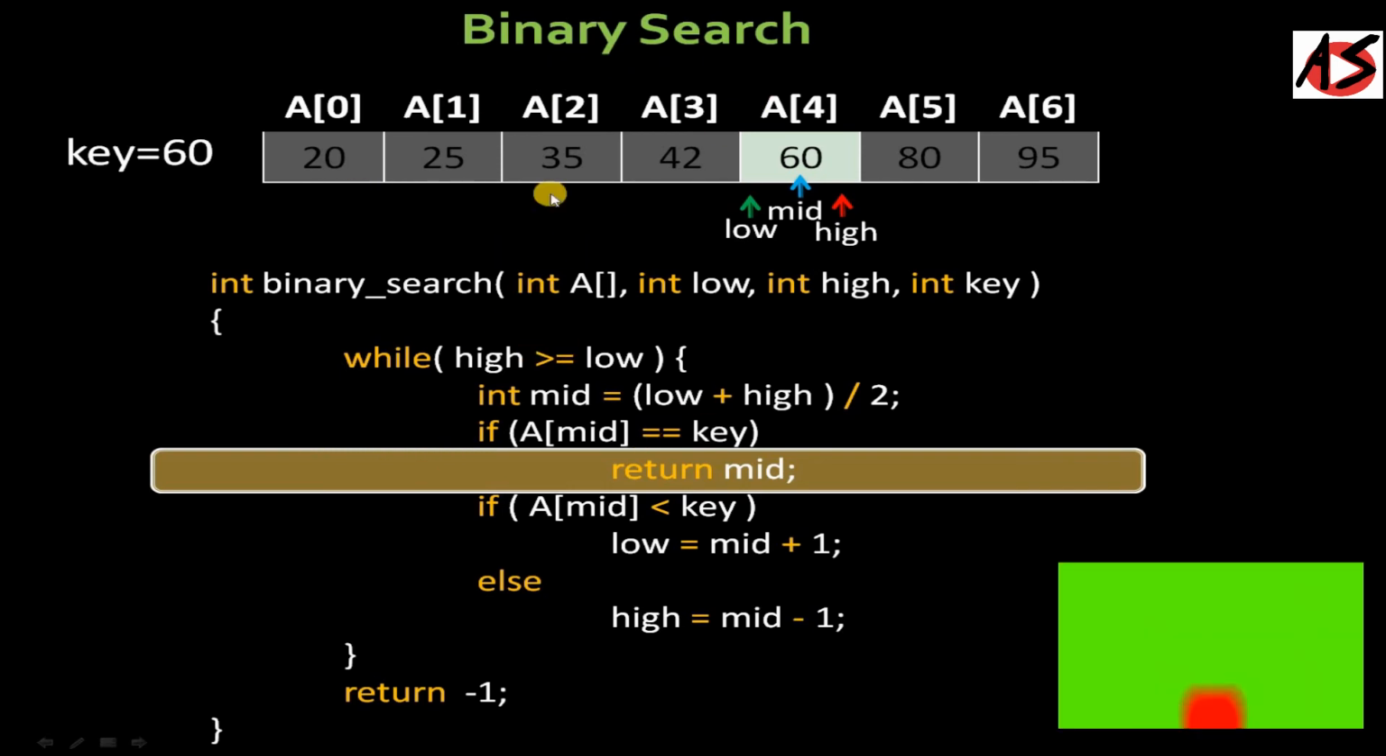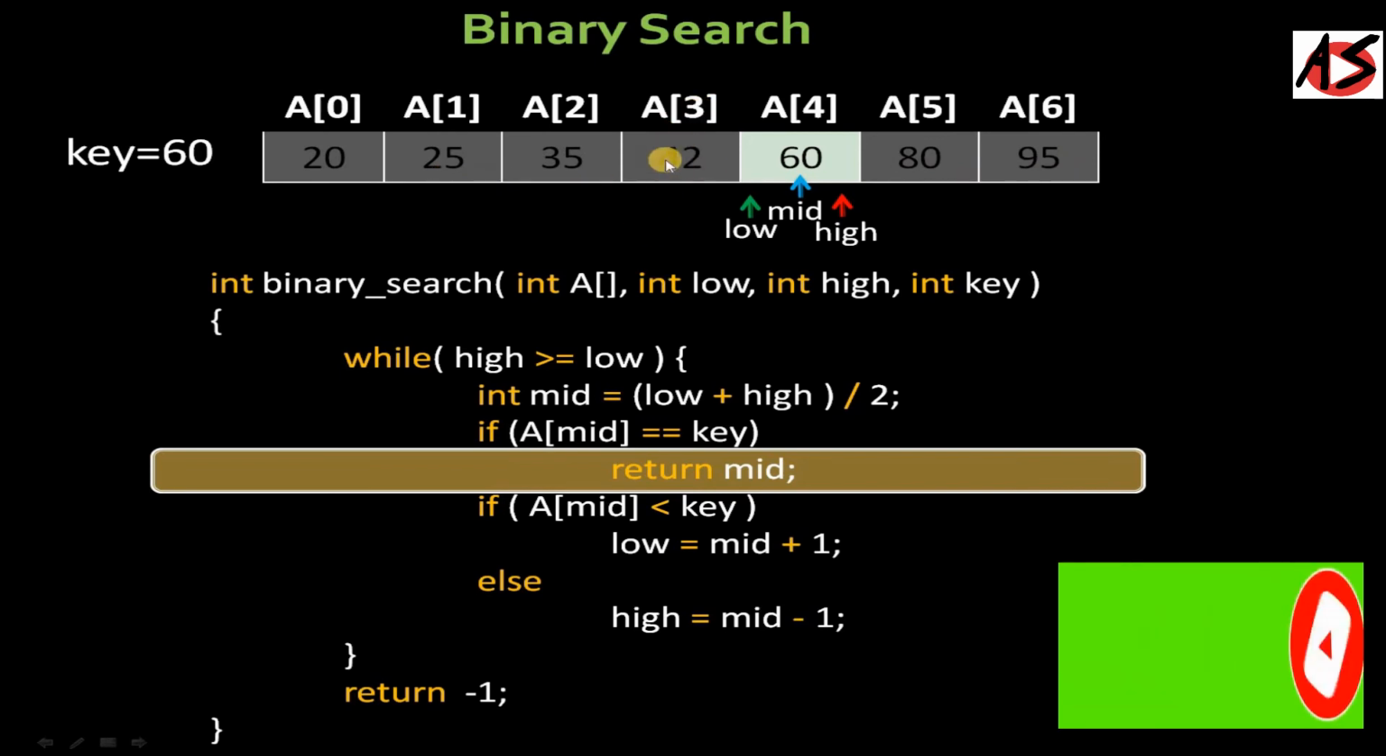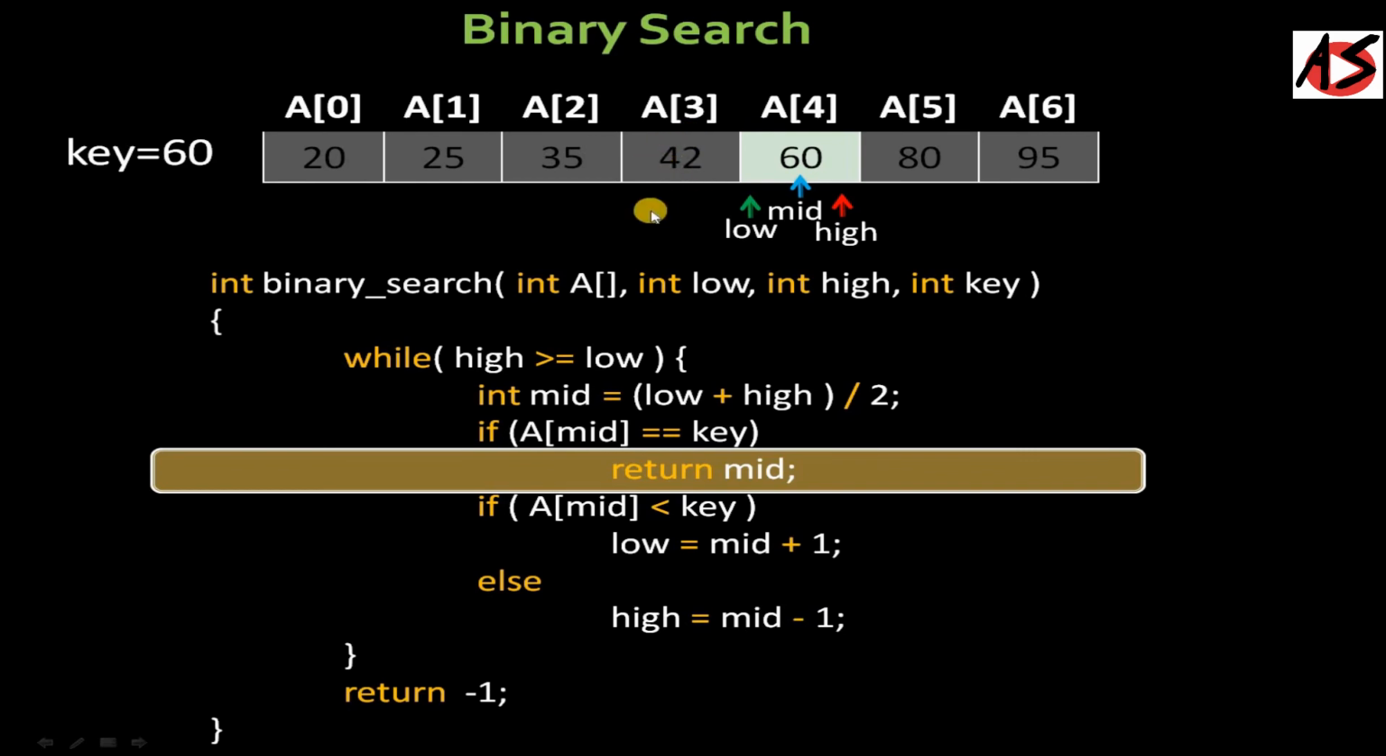If you are talking about the best case, it means you are searching for an element that is available in the middle of the list. So at the first comparison, you will get the answer. So you can write that in the best case, the time complexity of the binary search algorithm is big O of 1.